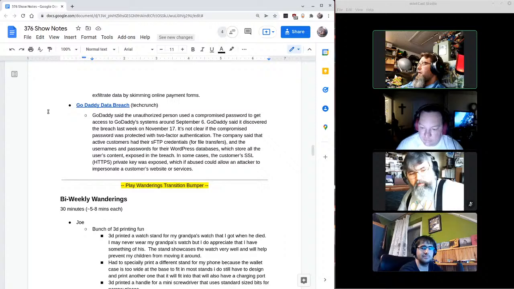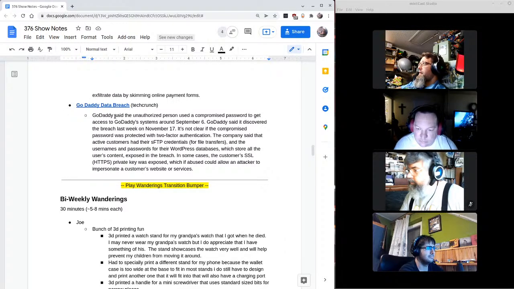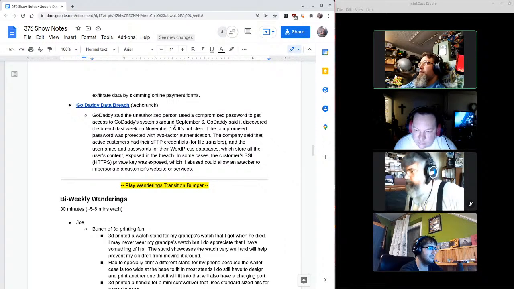Okay, moving along. GoDaddy data breach from TechCrunch. GoDaddy said the unauthorized person used a compromised password to get access to GoDaddy's systems around September 6th. GoDaddy said it discovered the breach last week on November 17th. So, a couple weeks ago now. It's not clear if the compromised password was protected with two-factor authentication.